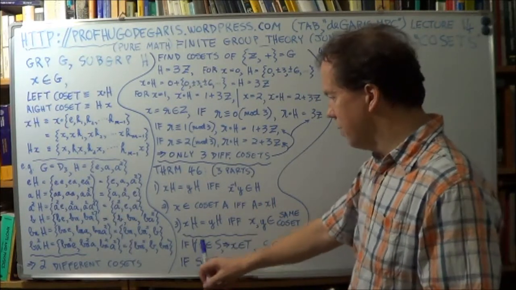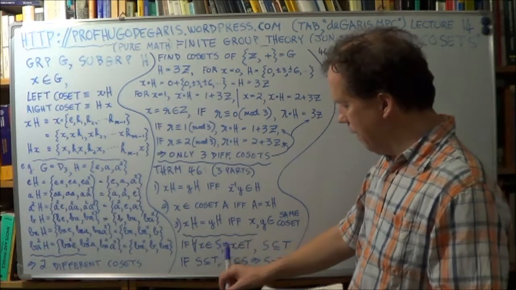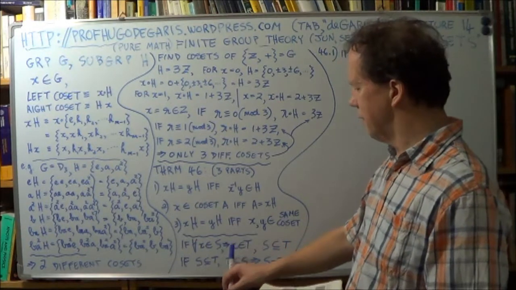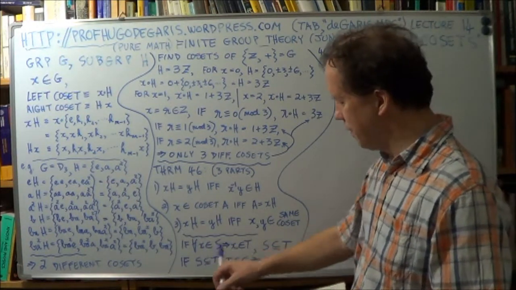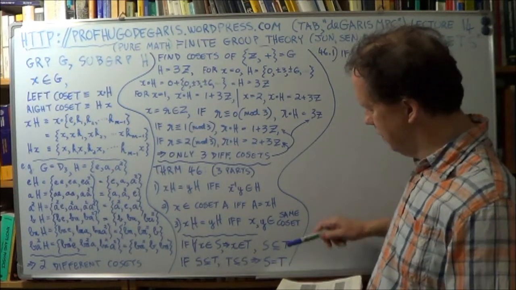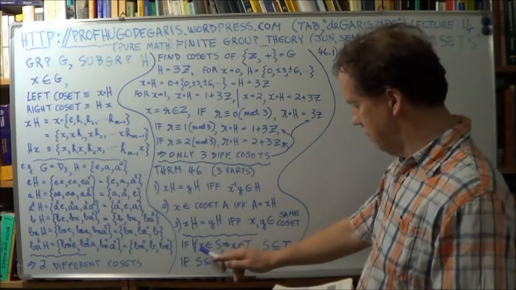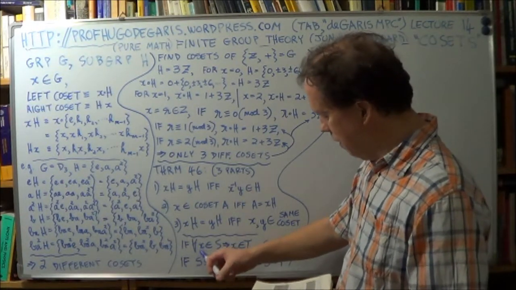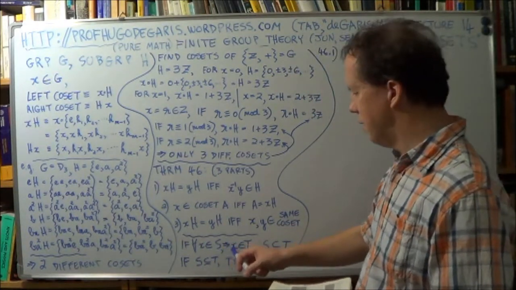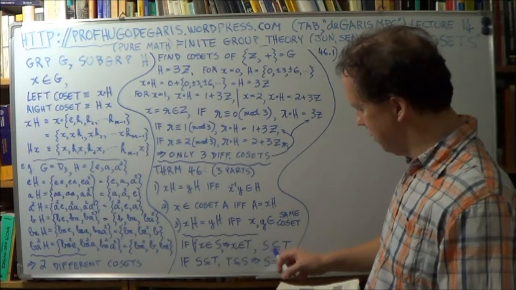So if it's true that for any member of set S, if that member, call it X, is also a member of set T, then S must be a subset of T, right? So if we can show that any member that belongs to S also belongs to T, then we know that S is a subset of T.